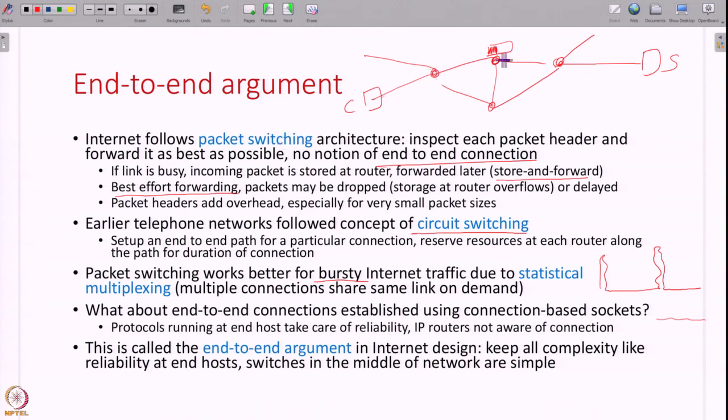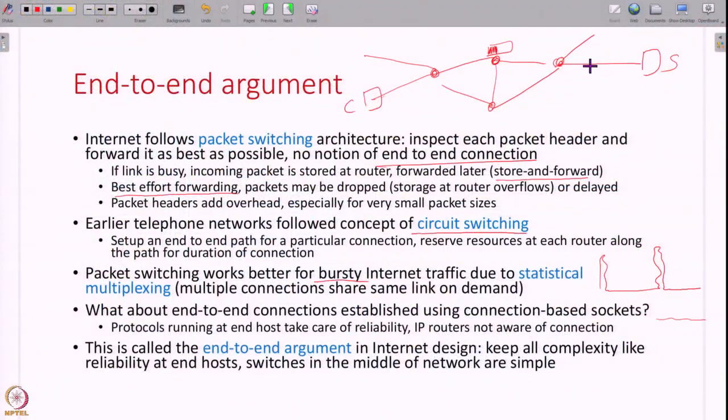If you have something to send, I will send it. If you do not have anything, well and good, but I am not going to make any special efforts for any particular connection. That is the design philosophy of the internet. But then you might be wondering, what about all this connection based sockets, where we established a connection to a server and all of that? Well, what is happening to all of that?